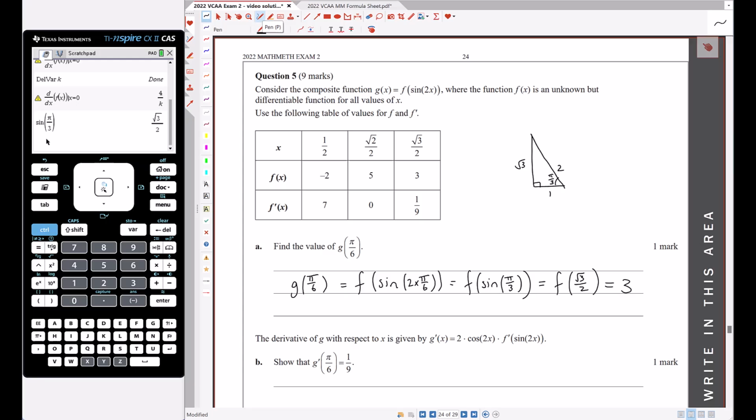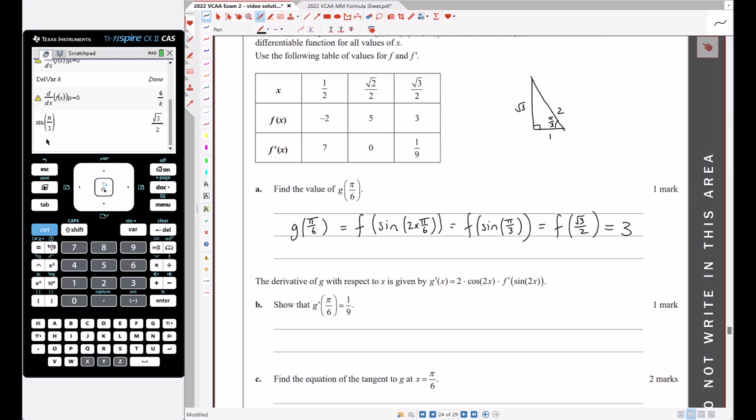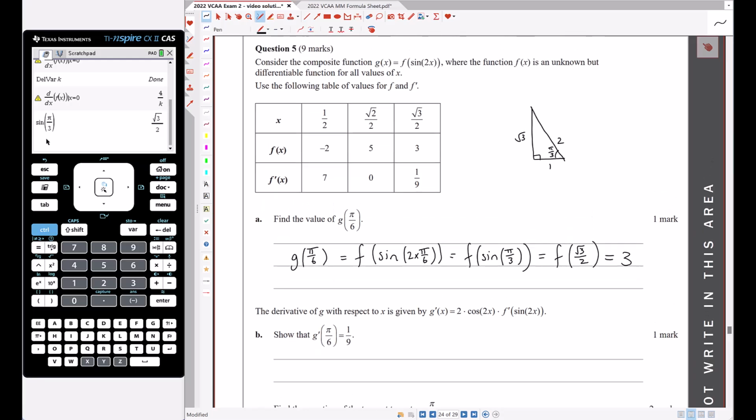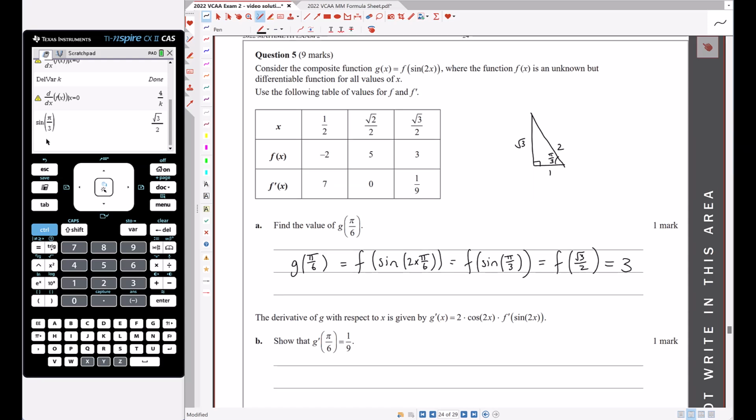Okay, so the derivative of g with respect to x is given by g dash of x equals 2 cos 2x times f dash of sine 2x. That's just application of the chain rule. You've got f of something, a function inside another function, so you do the derivative of the outside, which is f dash of that same something, and then you multiply by the derivative of the inside, which is this bit. But they've given that to us.